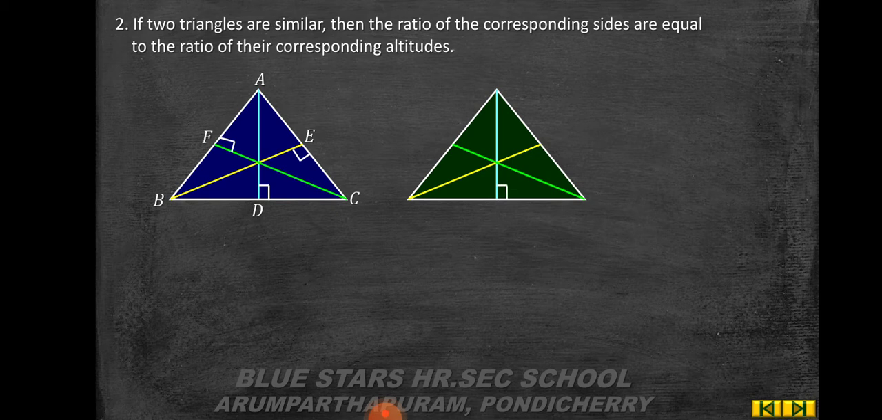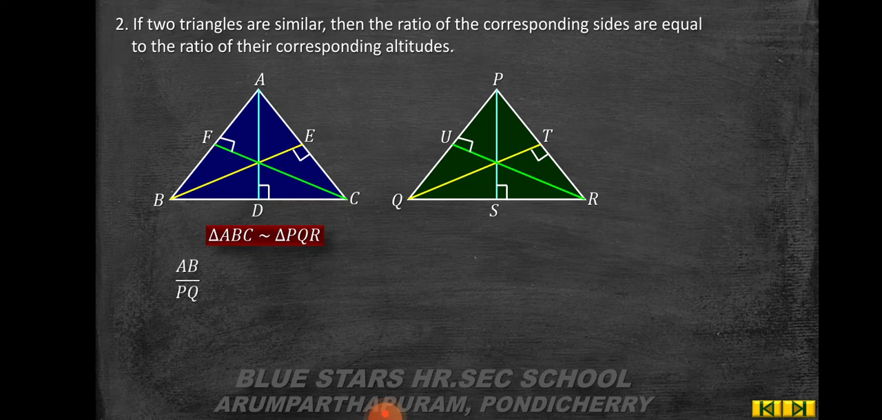So we can see D, E, F are the midpoints of AC, BC and AB respectively. Similarly, PQR is another triangle and S, T, U are the midpoints of PR, QR and PQ respectively. So, triangle ABC is similar to triangle PQR.